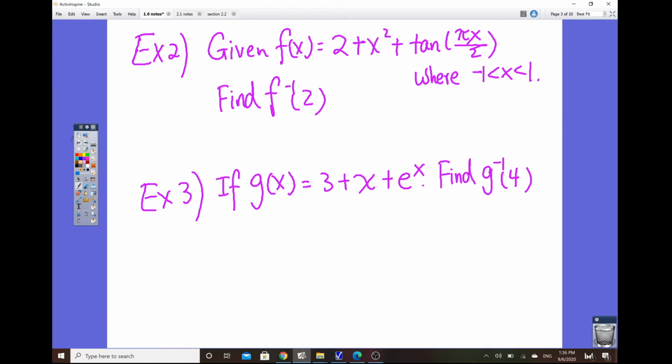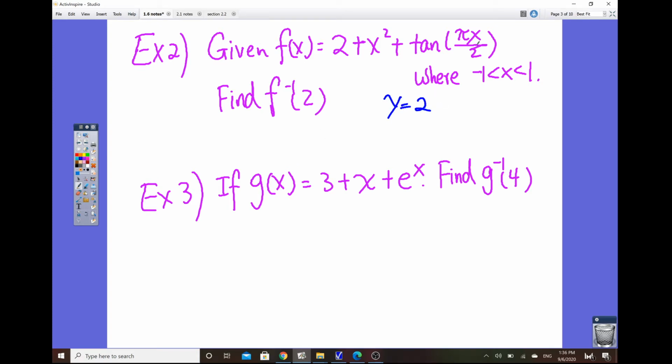Given that f of x equals 2 plus x squared plus tangent of pi x over 2, where negative 1 is less than x, which is less than 1, we want to find the inverse of 2. Anytime you want to find the inverse function, we switch the variables x and y. We can always swap those x, y values. So here the y value is given, which is 2.